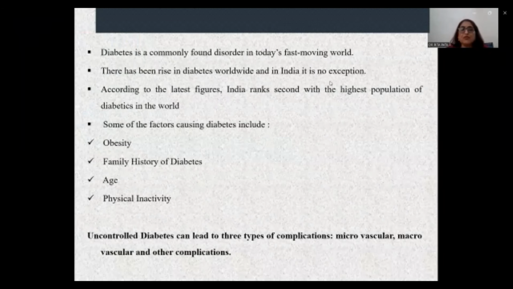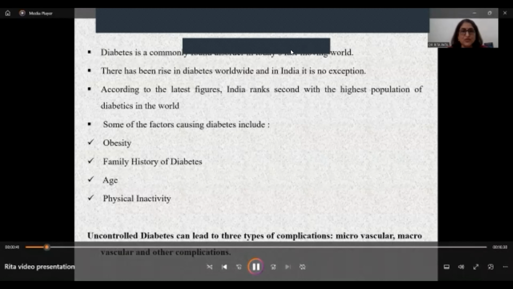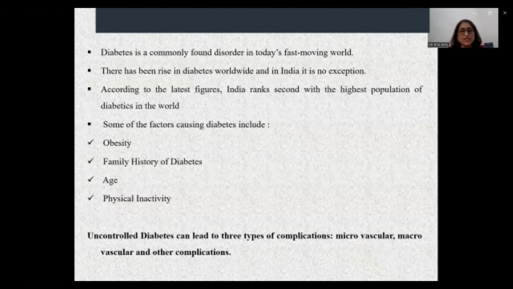Diabetes is a commonly found disorder in today's fast-moving world. There has been a rise in diabetes worldwide, and India is no exception. According to the latest figures, India ranks second in the world for the highest population of diabetics. Some of the factors causing diabetes are obesity, a family history of diabetes, age, and physical inactivity. Uncontrolled diabetes can lead to three types of complications we all know: microvascular, macrovascular, and other complications.